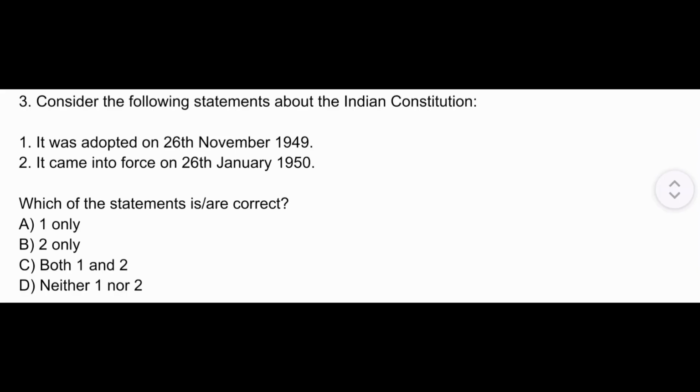Next question. Consider the following statements about the Indian Constitution. First one, it was adopted on 26 November 1949. Second one, it came into force on 26 January 1950. Which of the statements are correct?